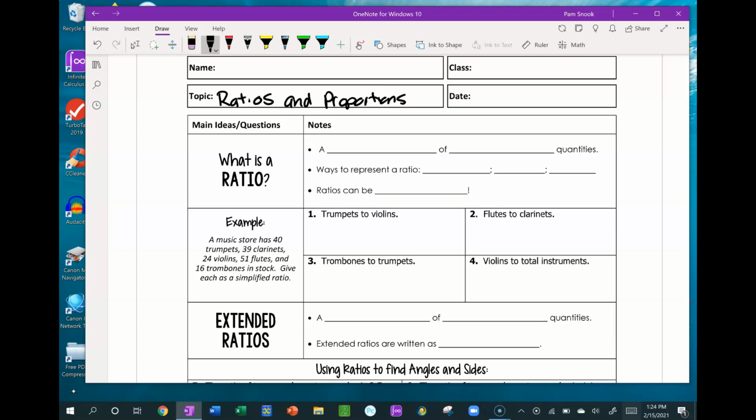And what we're going to do today is write ratios and extended ratios, and solve proportions. So first of all, what is a ratio? It is a comparison of two quantities.